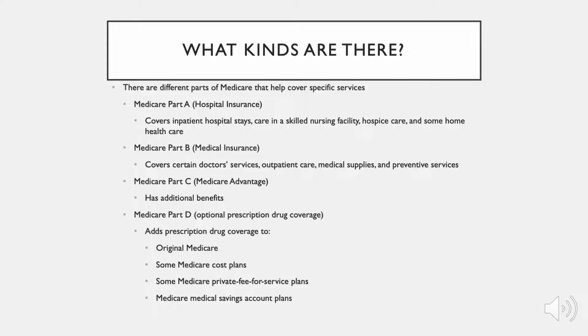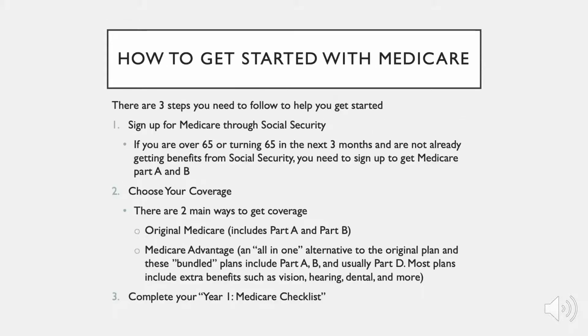Medicare Part C, also known as Medicare Advantage, has Part A and B. It just kind of covers everything, and it has additional benefits to it, such as vision, hearing, dental, and more. Medicare Part D is going to be optional prescription drug coverage. What this is going to do is add prescription drug coverage to Original Medicare, some Medicare cost plans, some Medicare private fee for service plans, and Medicare medical savings account plans.